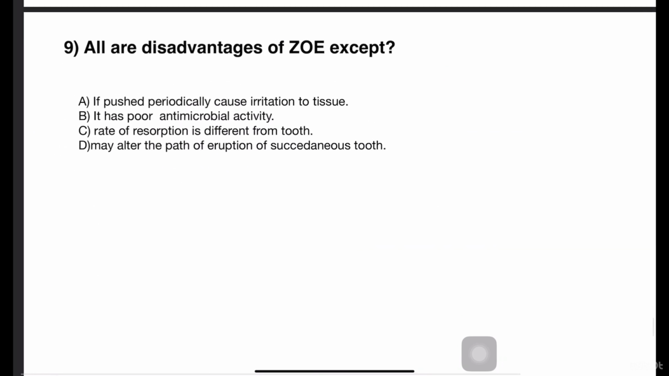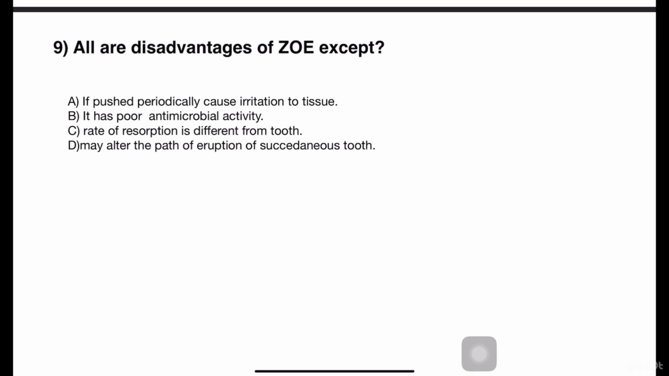Question 9. All are disadvantages of ZOE except. The key word given here is except. The options: if pushed periapically, it causes irritation to tissue; it has poor antimicrobial activity; rate of resorption is different from the tooth; it may alter the path of eruption of the succedaneous tooth.